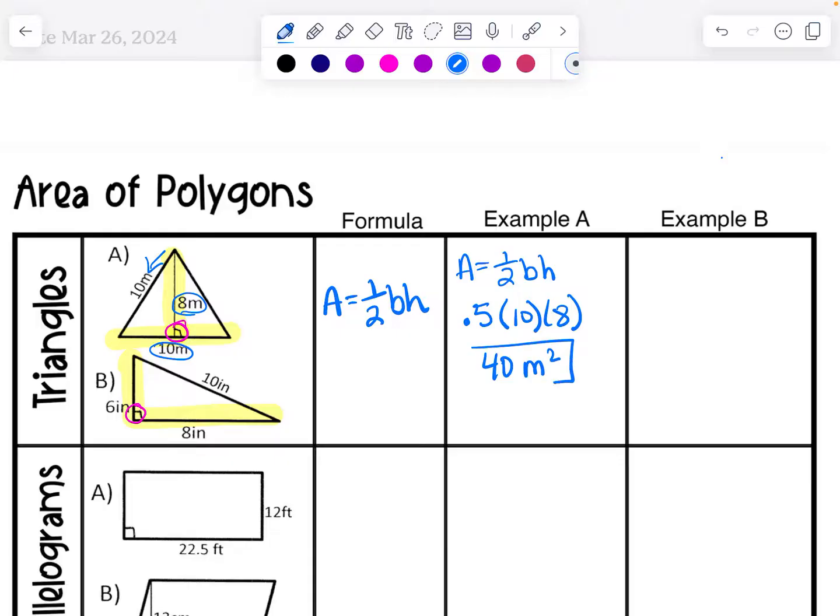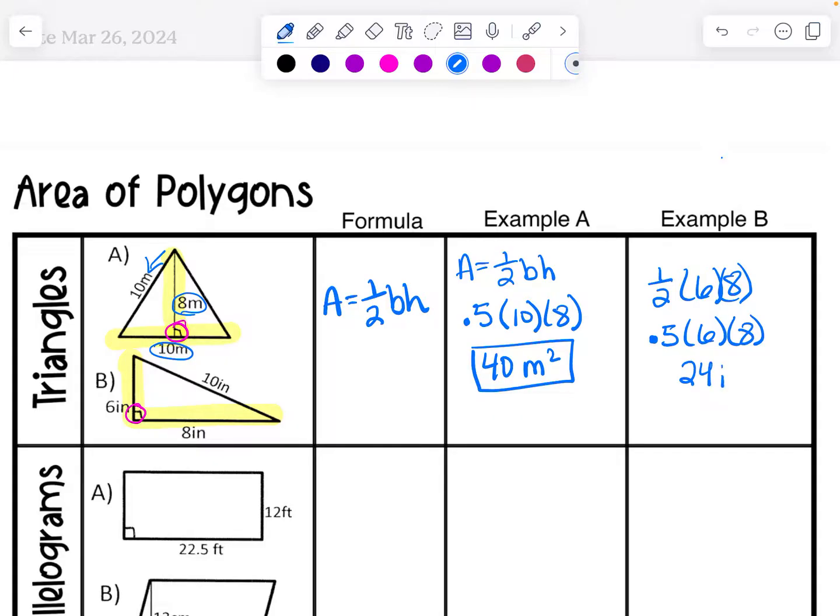For this second one, the B example, my base and height are 6 and 8, so I'm going to do half of 6 times 8. Or if you do in your calculator, 0.5 times 6 times 8. You can also just do 6 times 8 and then divide by 2. But either way, half of 6 is 3, and 3 times 8 is 24.